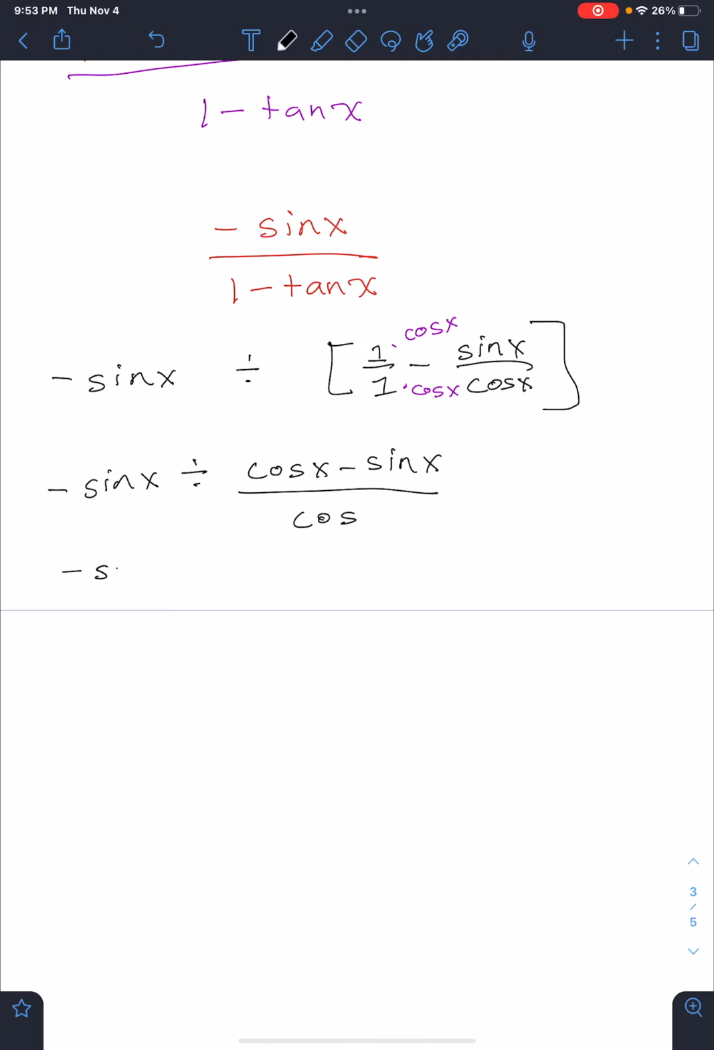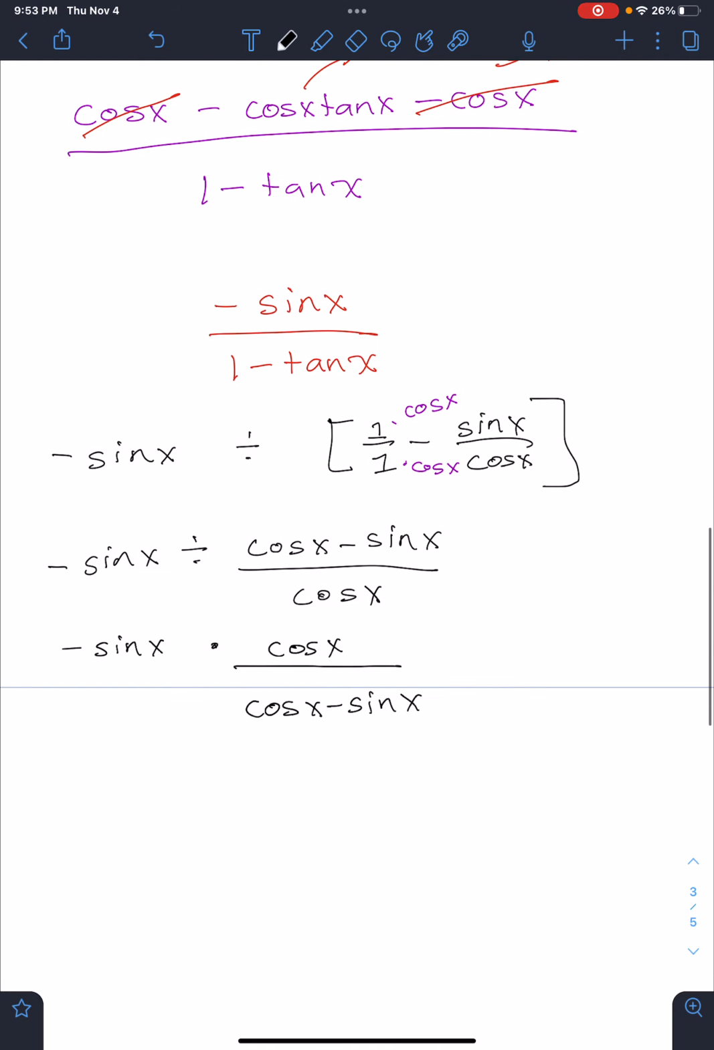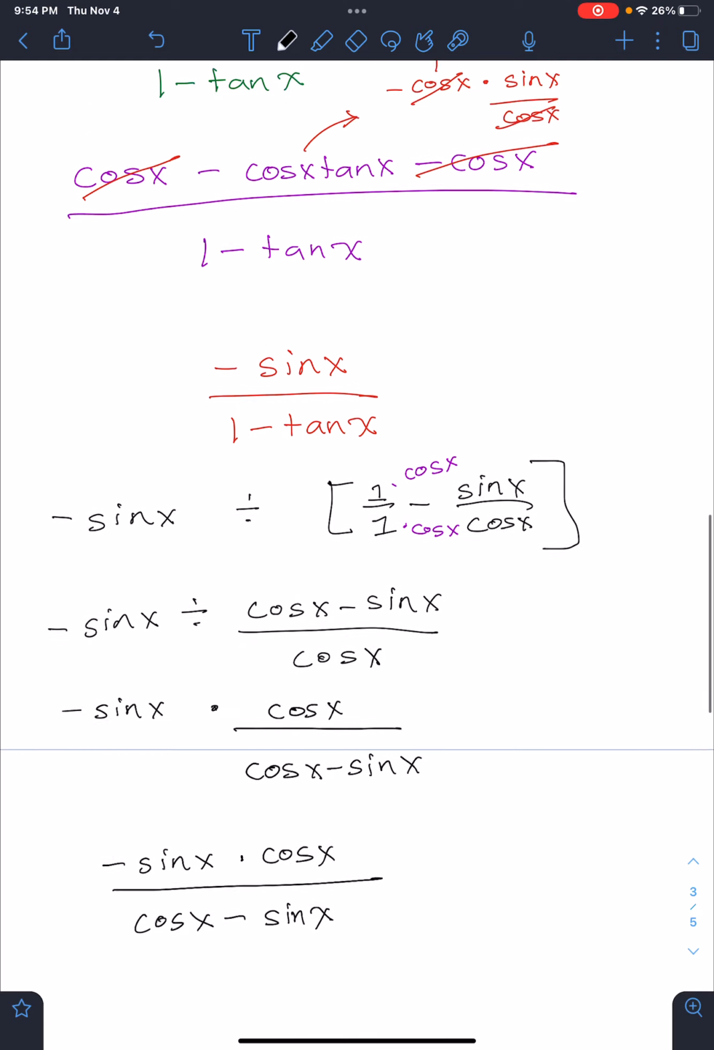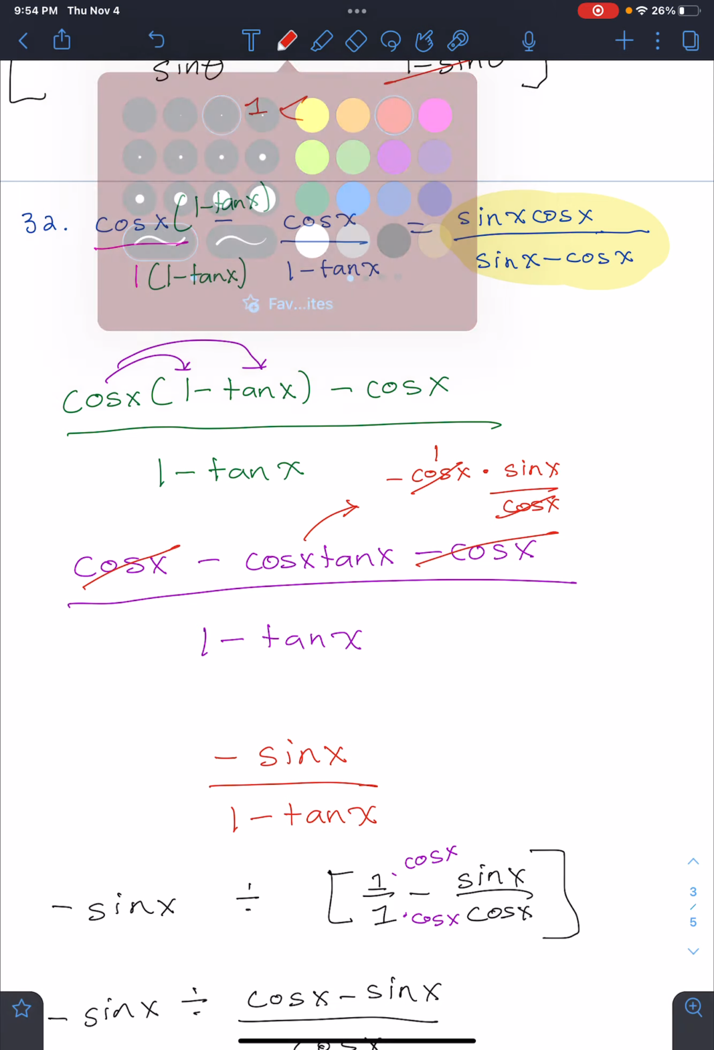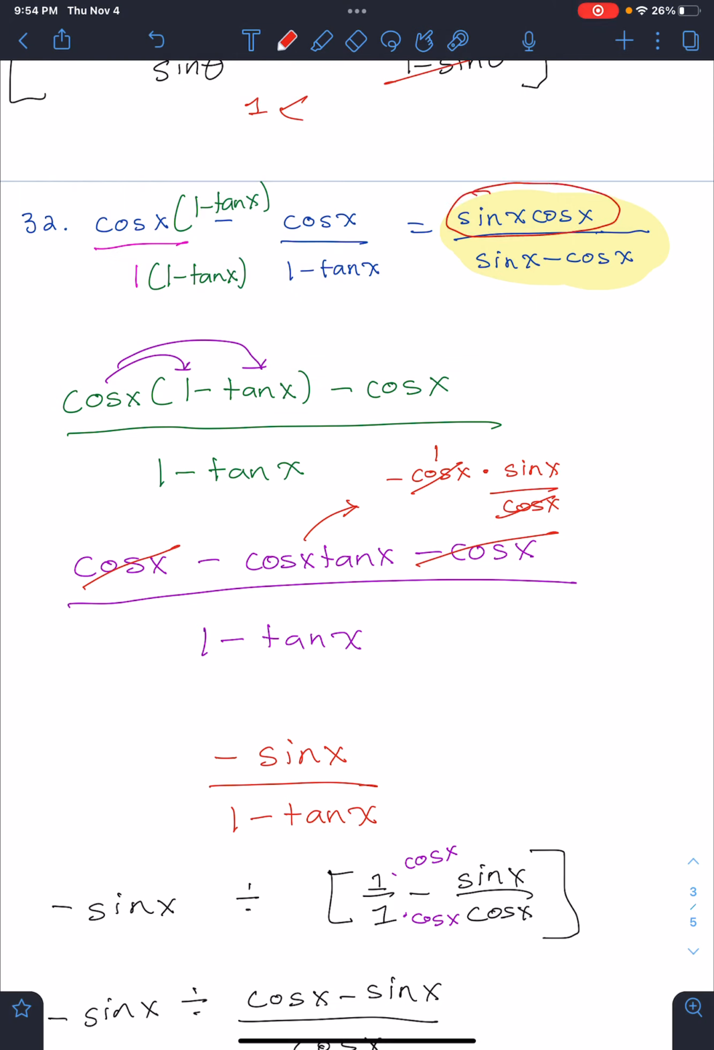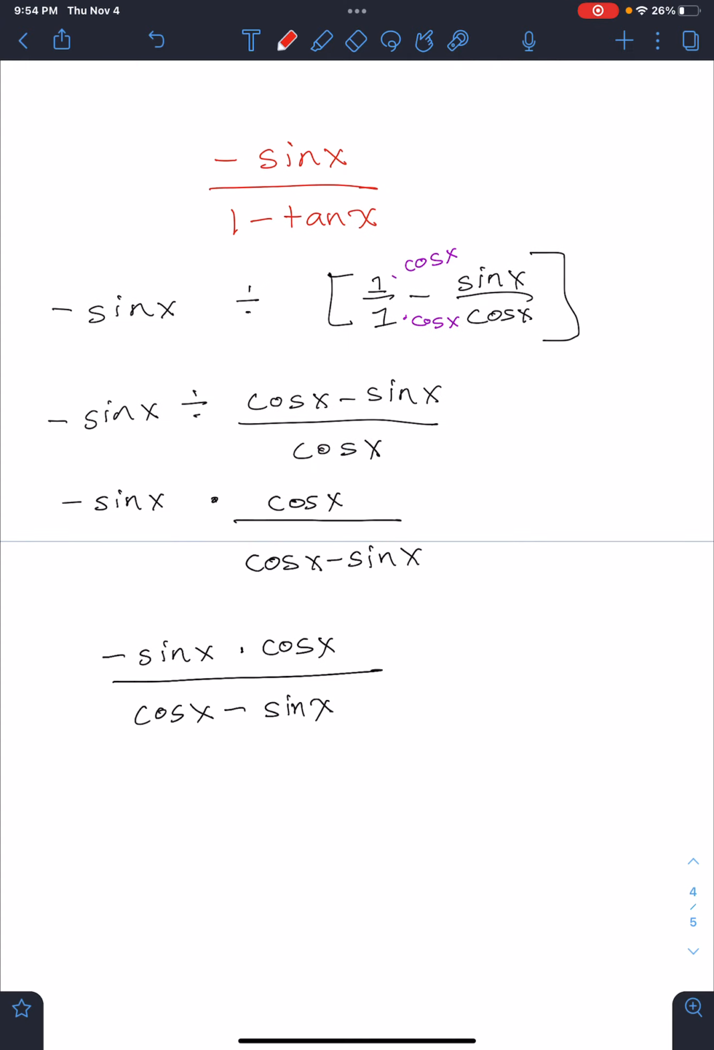I have negative sine of x times cosine of x over cosine of x minus sine of x. Remember, when we're dividing fractions, you have to multiply by the reciprocal. Does everybody notice that we almost got our answer? We got sine of x times cosine of x over cosine of x minus sine of x. But the issue is this top part is positive and sine is positive and cosine is negative, but it seems like I have it the other way around.